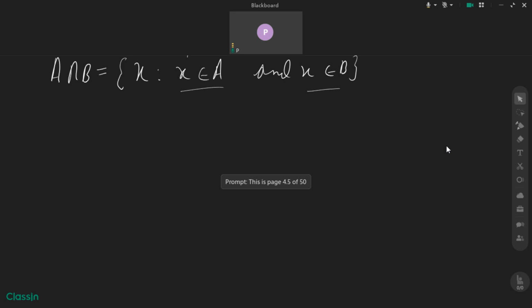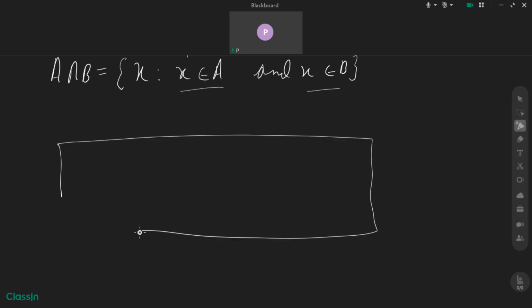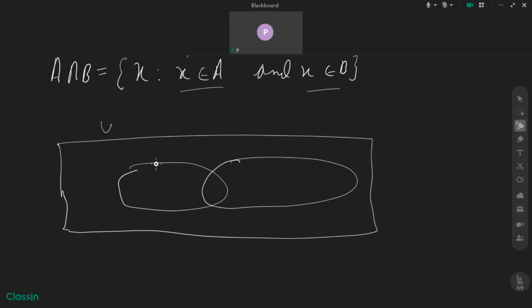Now, how can we represent the intersection of two sets in a Venn diagram? Let us say this is a universal set U. Let us say it has two subsets, set A and set B. Then intersection means the common region between A and B. So this is the common region between A and B. So the common elements between A and B are known as intersection. So this will be A intersection B.